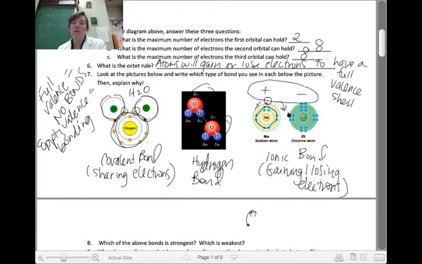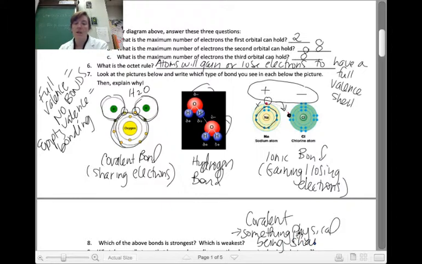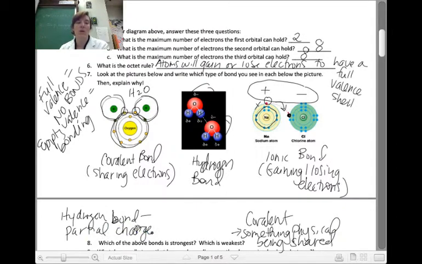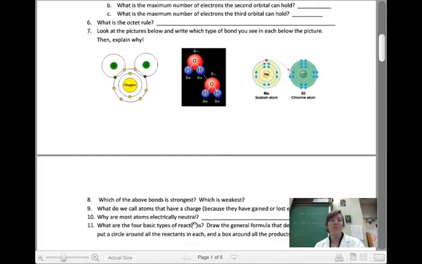So covalent is the strongest, and that is because something physical is being shared. So we actually have electrons being shared, and that's keeping them together. The weakest is going to be the hydrogen bond, and that's only because we're talking about partial charges or really weak charges attracting one another. All right, so moving on to number 9.